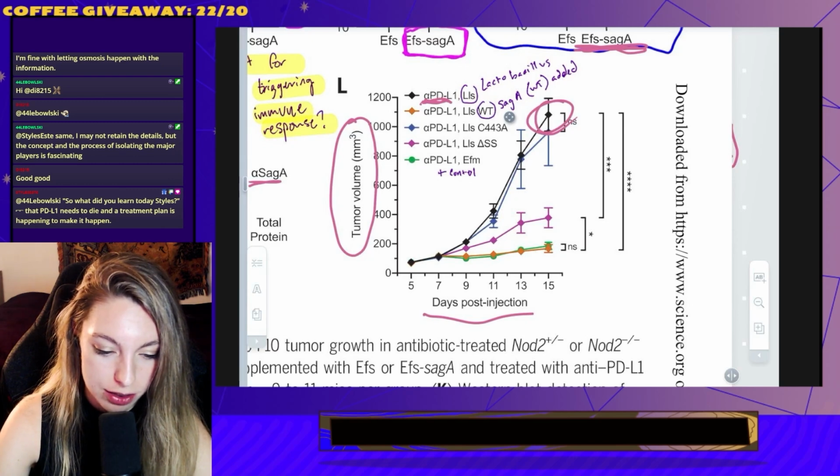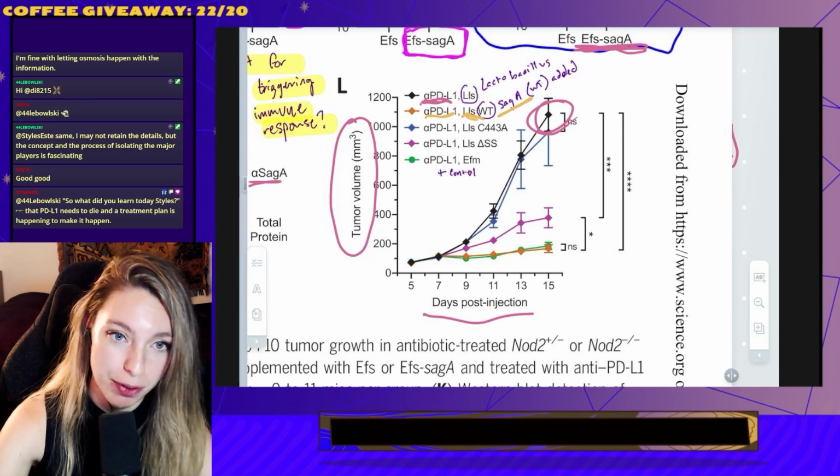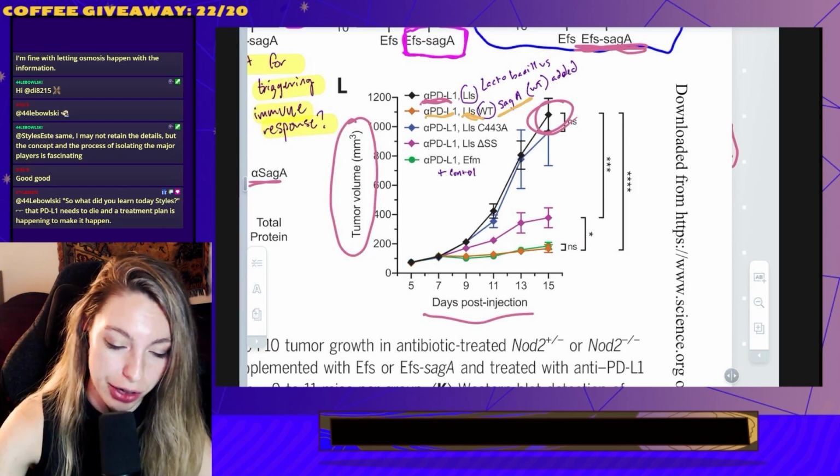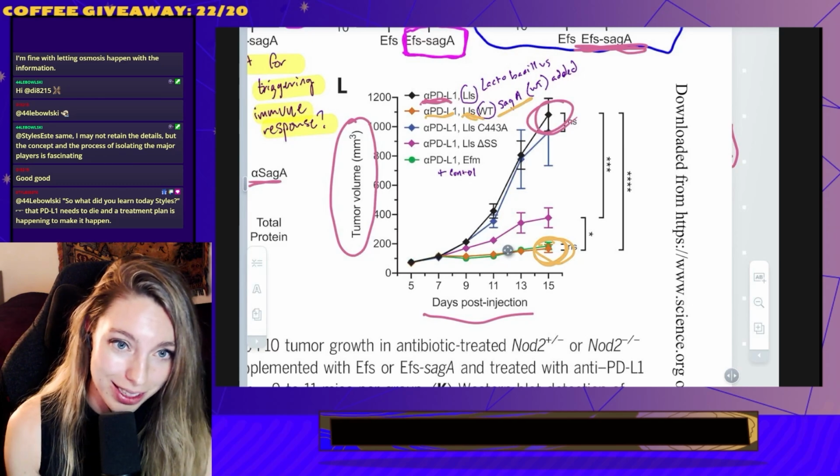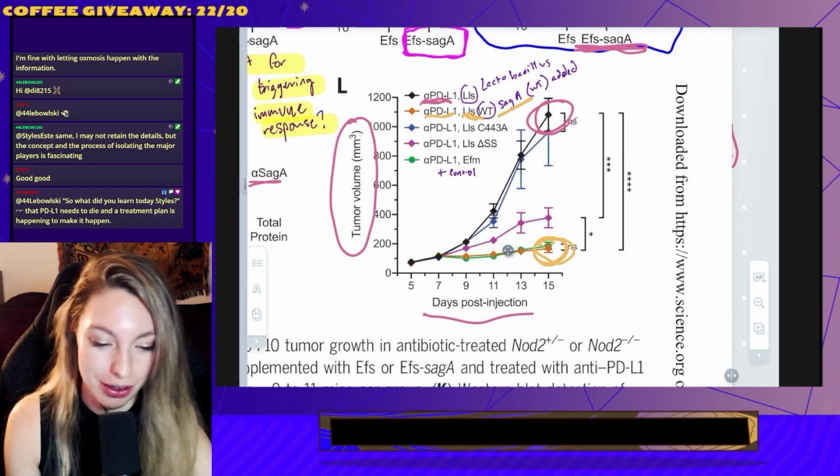Then they do the same experiment. They give the mice anti-PD-L1 and they give them the lactobacillus that makes wild-type SagA. So this is the normal type of SagA that the other good bacteria made. And you can see that the tumor is really well controlled. So the tumors are really small, which means that the T cells are able to kill the tumor better.